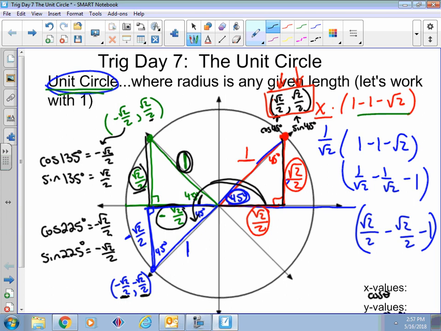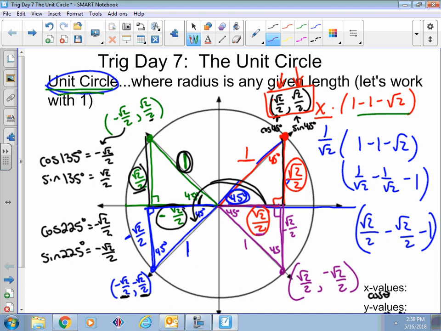Cool. I can do the same thing on the last one. Positive root 2 over 2. Got to go down root 2 over 2 over here. There's my right angle, 45, 45, 90 right triangle with a hypotenuse side of 1. So this coordinate would be located at, got to go this direction, positive root 2 over 2, and then down root 2 over 2.